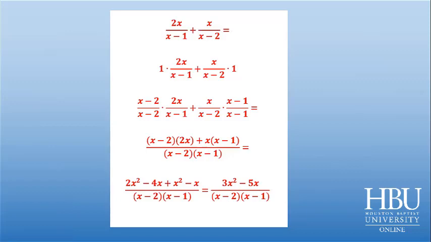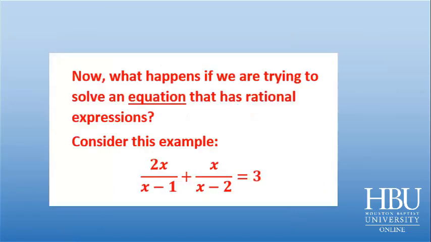You can see that we use the same properties of the number 1 to add these algebraic fractions that we use to add the arithmetic fractions. Now, what happens if we're trying to solve an equation that has rational expressions? Let's look at this example. 2x over x minus 1 plus x over x minus 2 equals 3.